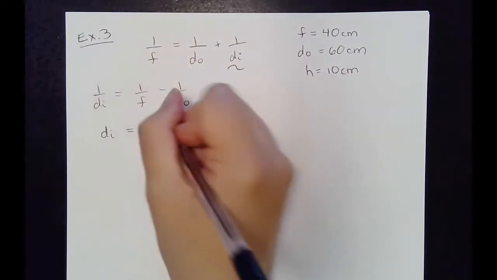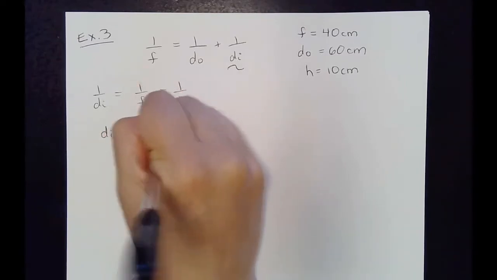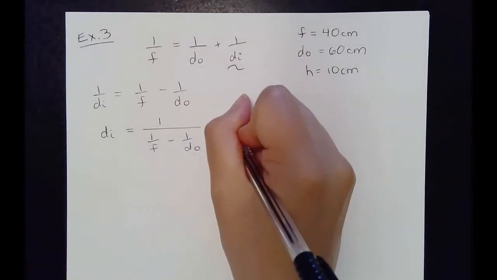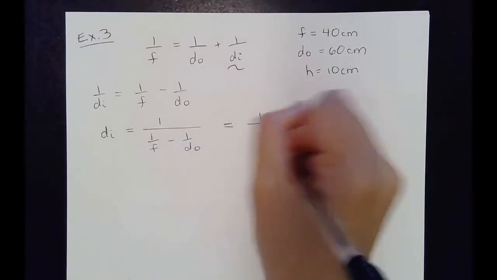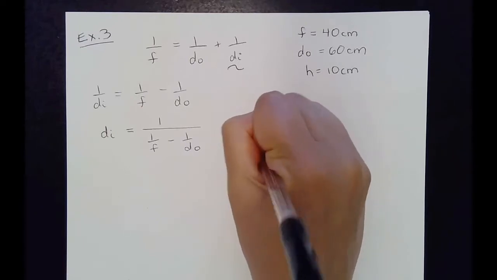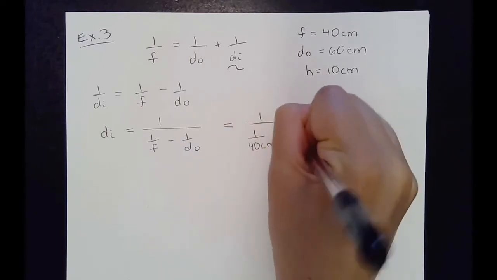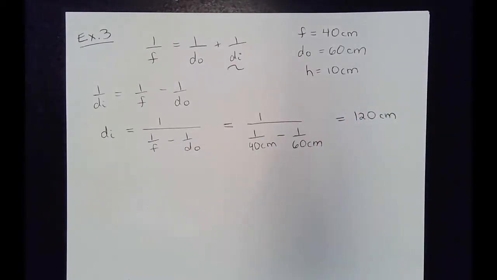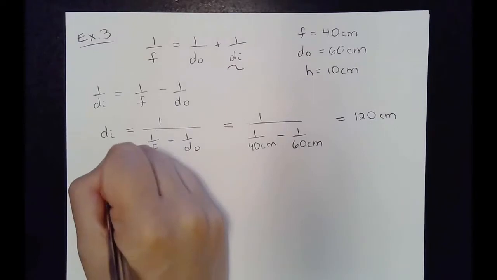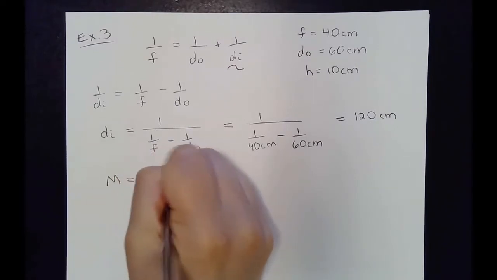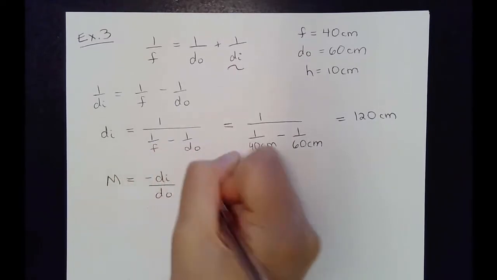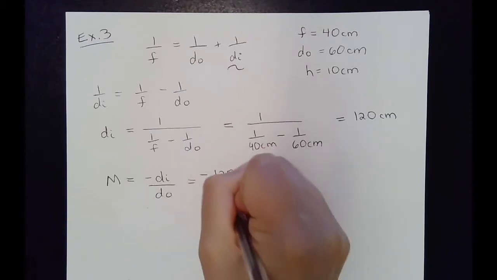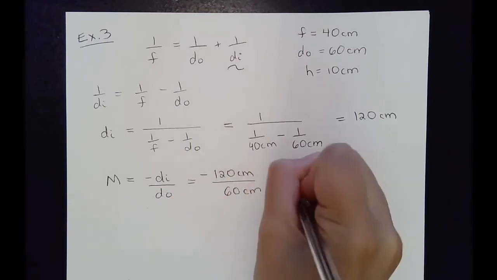You could rearrange and get a common denominator if you want to. So 1 over f minus 1 over do, and then this is 1 over 40 minus 1 over 60, which does give me 120 centimeters as expected from my diagram. Okay, then the magnification is negative di over do. So negative 120 over 60, which gives us negative 2.